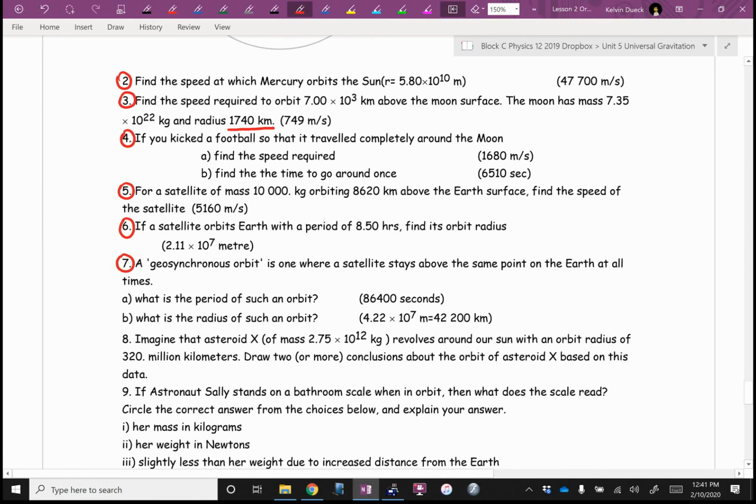7 is kind of cool. 7, we're talking about geosynchronous orbit. A geosynchronous orbit is when a satellite appears to stay above the same place on the Earth at all times. So the Earth is spinning, but the satellite stays above the same location. What must the period of that satellite be exactly in hours? 24. Could you please convert that to seconds? On your calculator, could you go 24 times 60 times 60?